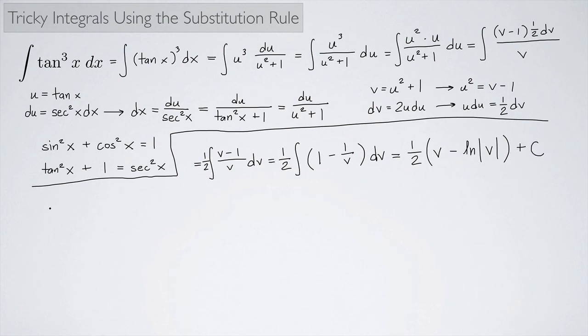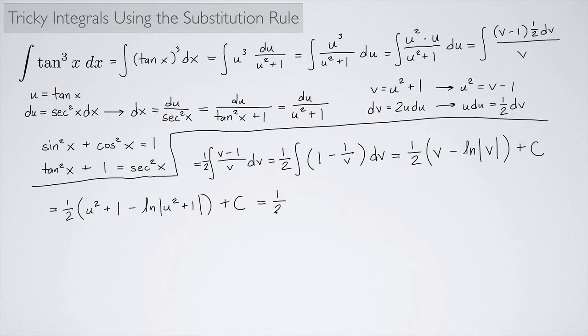Now I have to do a lot of plugging back in, so from here on out it's just kind of working backwards. The v, remember, was u squared plus 1, so this is a u squared plus 1. And then I have minus the natural log of u squared plus 1, great, plus a constant. Okay, now we'll keep going because I don't want u squared plus 1, but I want it in terms of x. And remember, u is tangent of x.